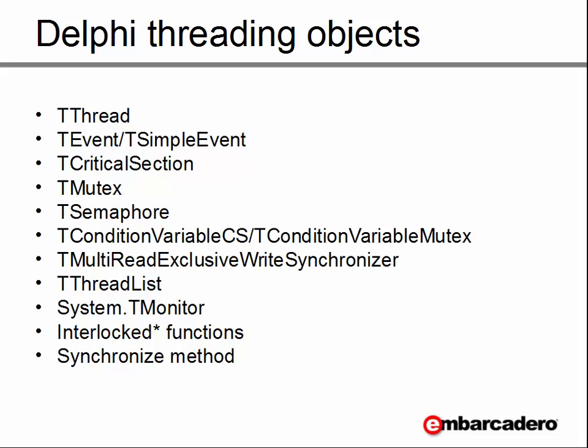There are a number of classes and functions in Delphi which can be used for developing multi-thread applications. Those include the TThread class, the TEvent and TSimpleEvent classes, the TCriticalSection, TMutex, TSemaphore, TConditionalVariableCS and TConditionalVariableMutex, TMultiReadExclusiveWriteSynchronizer, TThreadList, the System.TMonitor, the set of interlocked functions, and the Synchronize method inside the thread class.